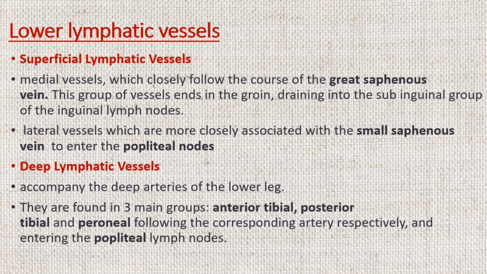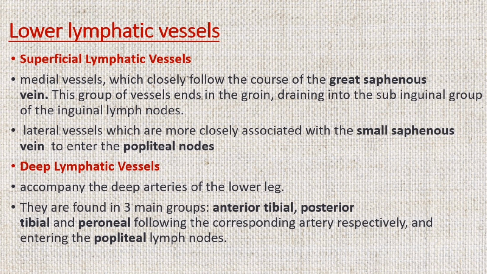Lymphatic vessels. The lymphatic vessels of the lower limb can be divided into two major groups, superficial vessels and deep vessels. Superficial lymphatic vessels. The superficial vessels can be divided into two major subsets. 1. Medial vessels, which closely follow the course of the great saphenous vein. This group of vessels ends in the groin, draining into the subinguinal group of the inguinal lymph nodes. 2. Lateral vessels which are more closely associated with the small saphenous vein.